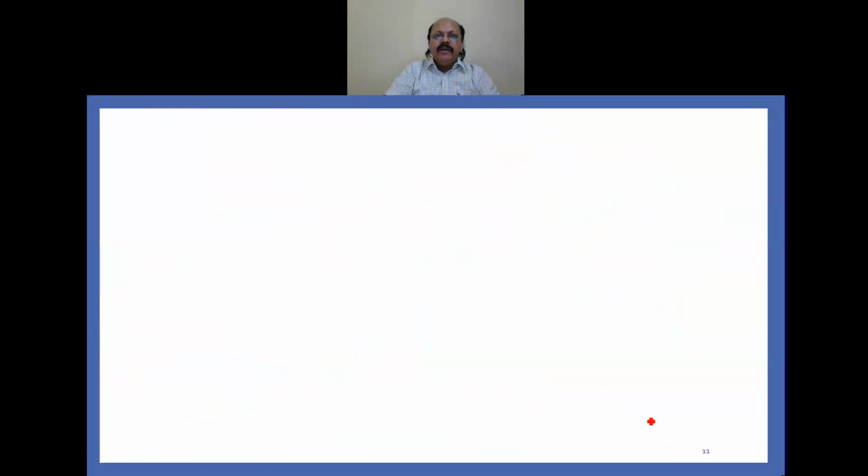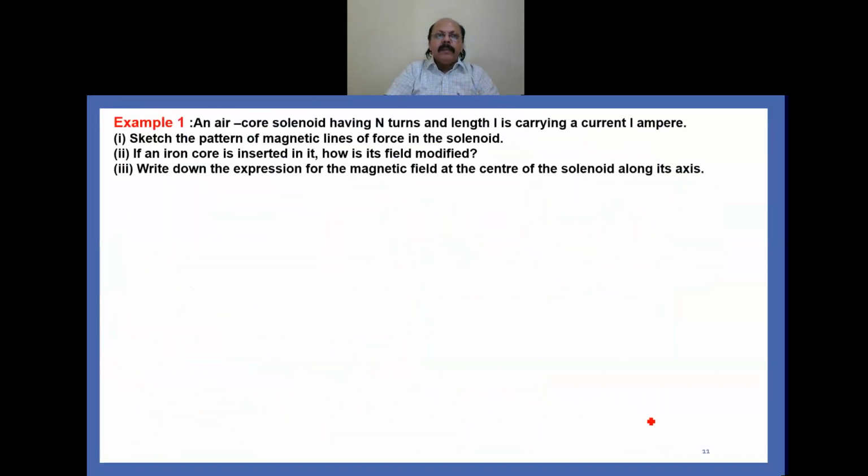So we take here one problem. The first problem: an air core solenoid having N number of turns and length L is carrying a current I ampere. Sketch the pattern of magnetic lines of force in the solenoid. When I explained what is a solenoid, at that time I explained the pattern of magnetic field lines. So from there you can draw it.